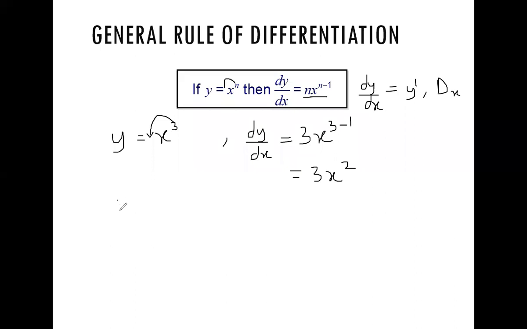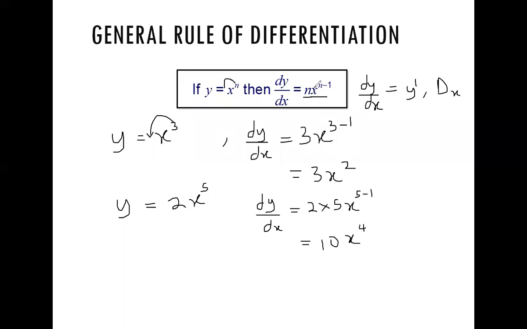Good. Let's take another example. Let's say we have y is equal to 2x raised to the power, say 5. If we are to differentiate it, then dy/dx will be equal to 2 times 5, x raised to the power 5 minus 1, per the rule. So this will be equal to 10x raised to the power 4. Good. So basically, this is what the rule of differentiation tells us.